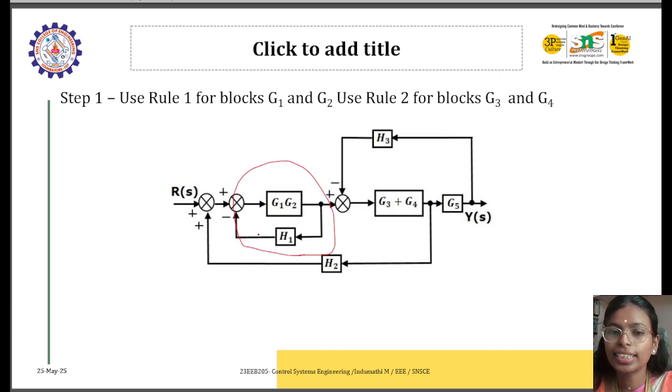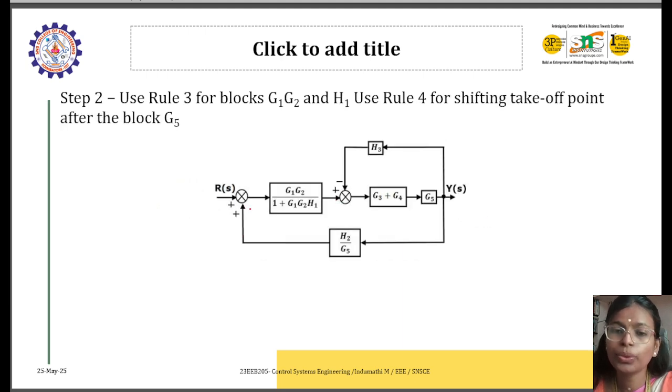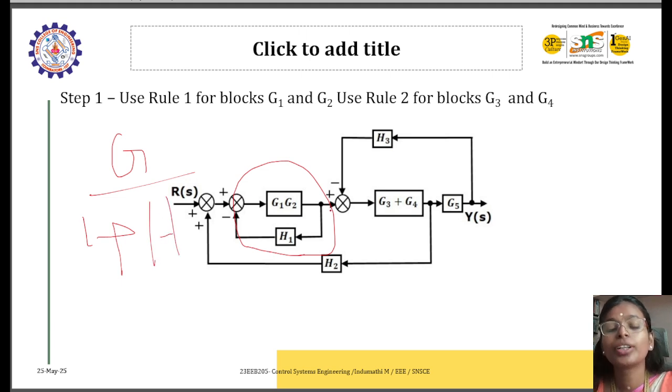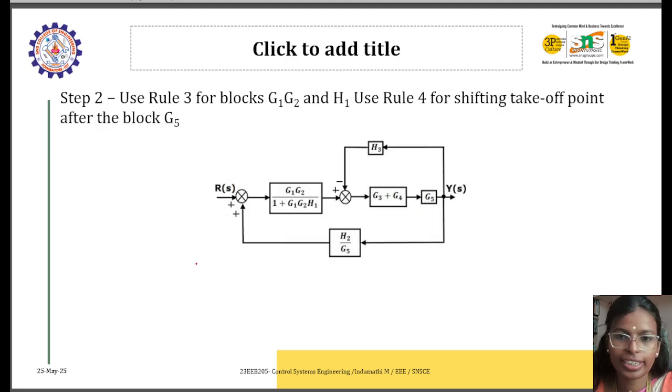How we can do it: see, here you have a feedback loop. How can we reduce the feedback here? You can take this as G and this as feedback. So G divided by 1 plus G into feedback. Feedback here is H. Here your G is G1 into G2 and your feedback is H. So you get the answer as G1 into G2 divided by 1 plus G1 into G2 into H. So that's all with this step.